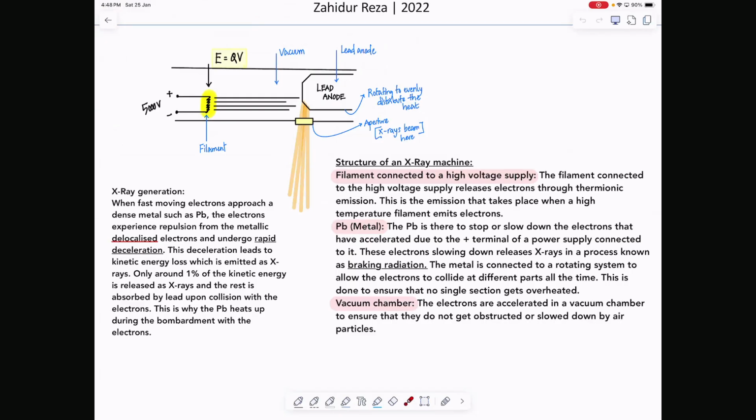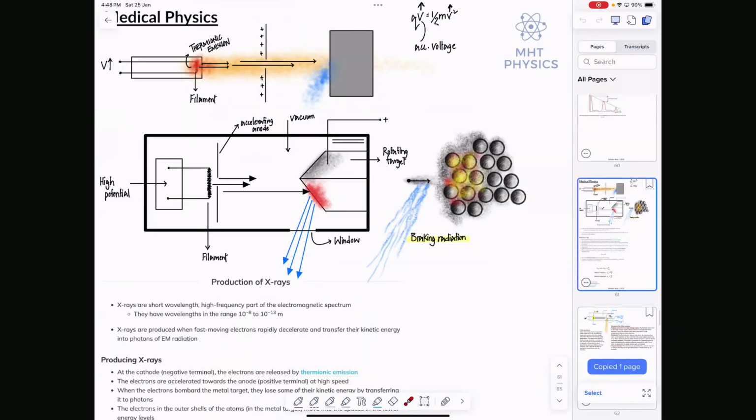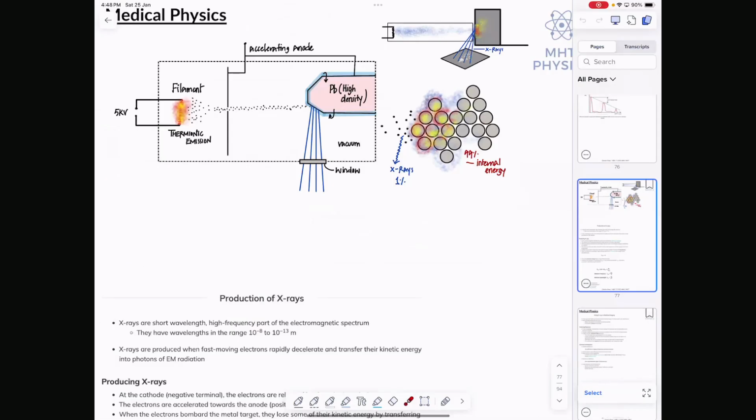Ask me questions. When they're repelled, they slow down, but they end up in the metal eventually, because they have enough energy to reach the metal, but they will become very slow before they reach it. While they're slowing down, they are losing energy, and that is lost in the form of X-rays. If they collide with the material, then the energy is lost as impact, internal energy, the particles gain kinetic energy, and they'll end up there.